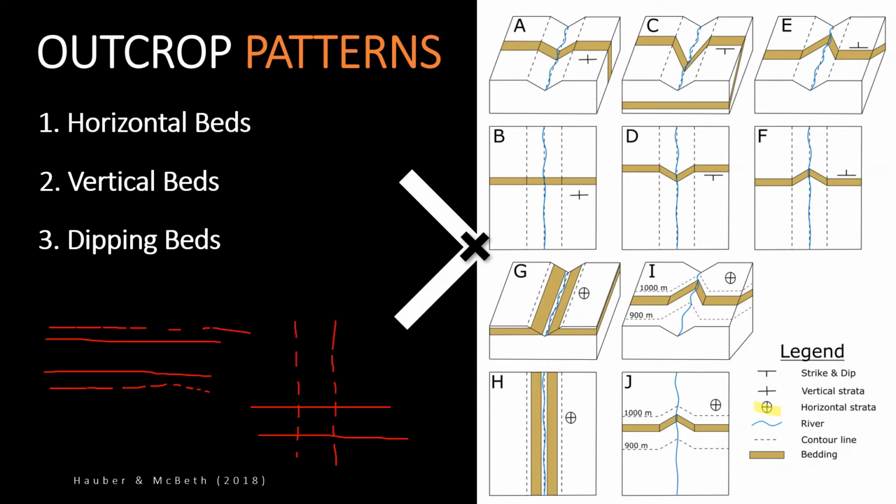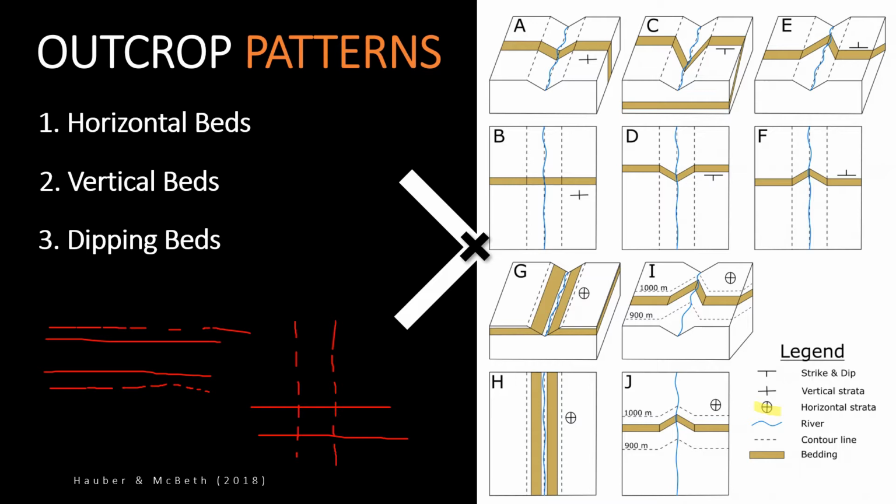So when we see an outcrop like that, let's assume that this is a straight outcrop. That is probably a vertical bed, because vertical beds have straight outcrops that ignore the contours. So when we see straight outcrops in the map and they ignore the contours, that is probably a vertical bed.